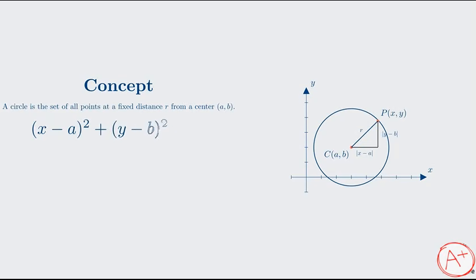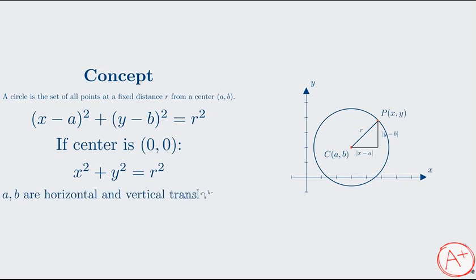Squaring these sides and setting them equal to the square of the hypotenuse, r, gives us the standard form of a circle. If the center is at the origin (0, 0), the equation simplifies to x squared plus y squared equals r squared. Notice that a and b represent horizontal and vertical translations from the origin.